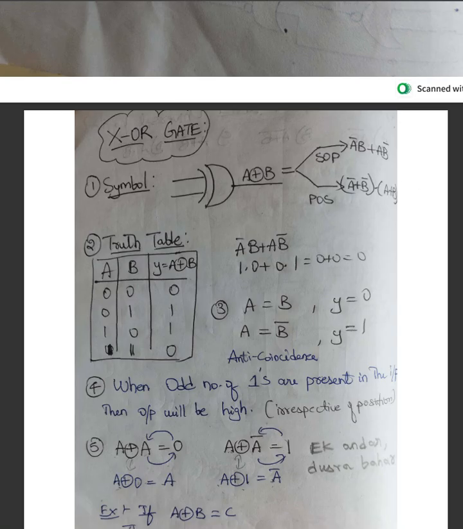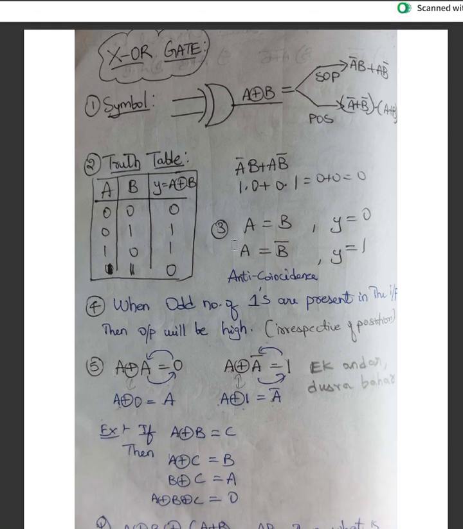XOR gate symbol of representation is this thing. Then you represent it with this symbol, and it can be written in SOP as A bar B plus A B bar. The same thing can be written as A bar plus B bar into A plus B. And then the truth table. You have to remember this.